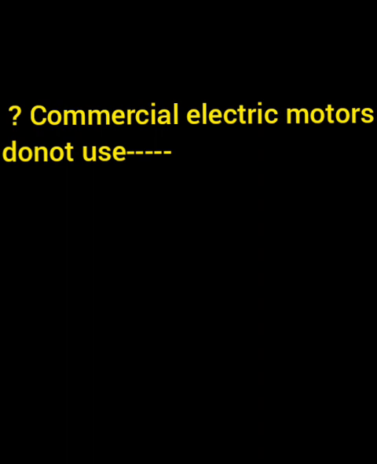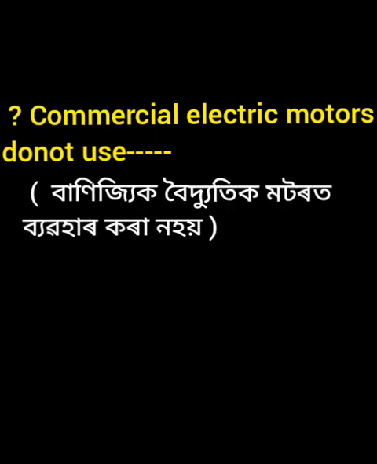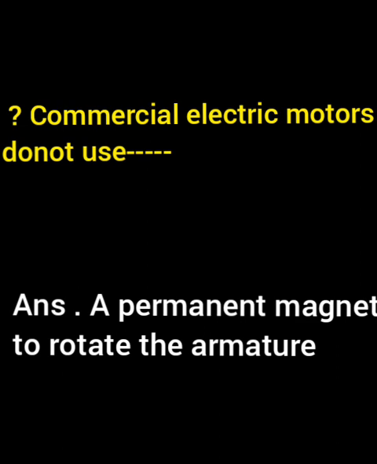Now question next. Commercial electric motors do not use. The correct answer will be a permanent magnet to rotate the armature. Okay, commercial electric motors do not use a permanent magnet to rotate the armature. That is the correct option.